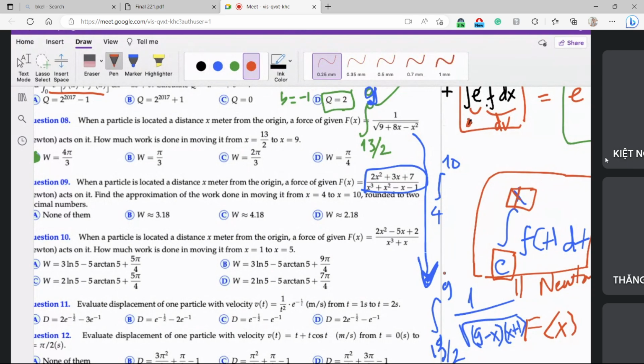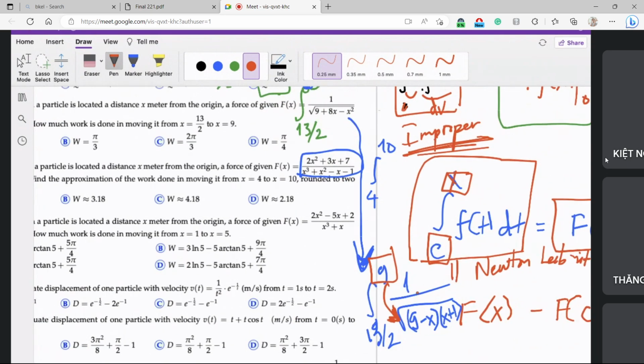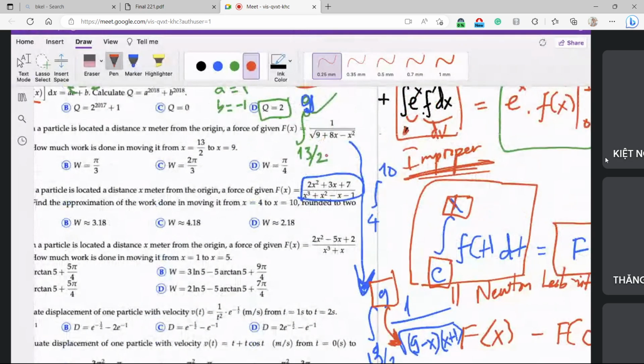Because 9 here is the solution of this integrals, so we call it improper integral. Have you learned improper integrals? Yes or no? Yes, already, right? So in this case, it's easy to see that it converges because the power here is 1/2. That's why you can use the calculator to approximate.